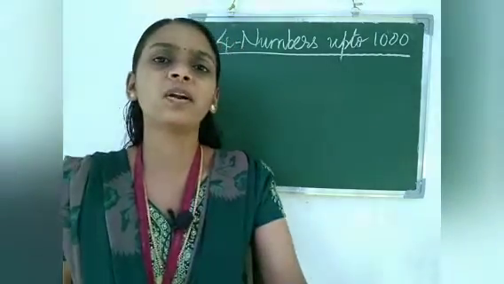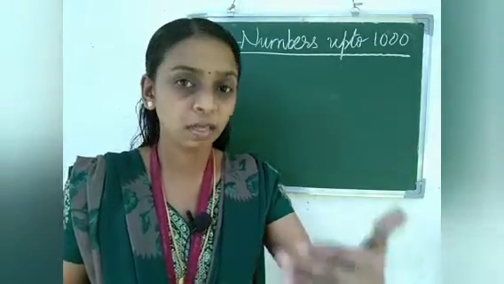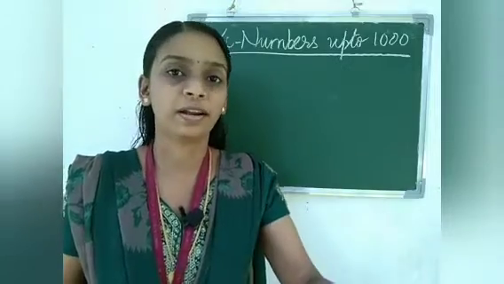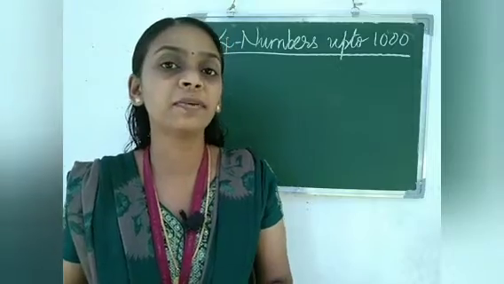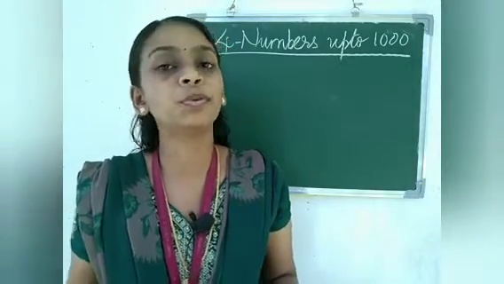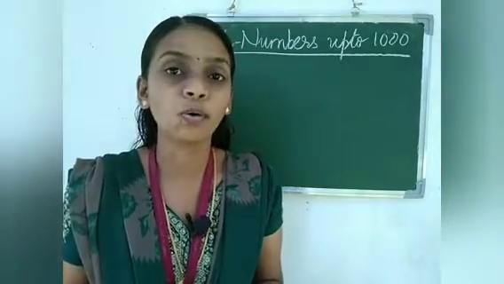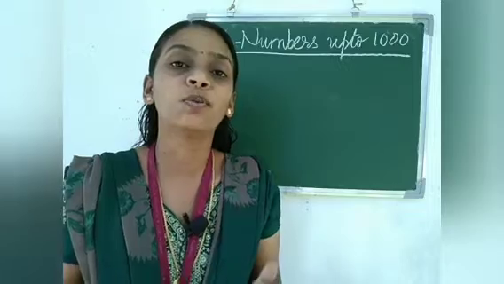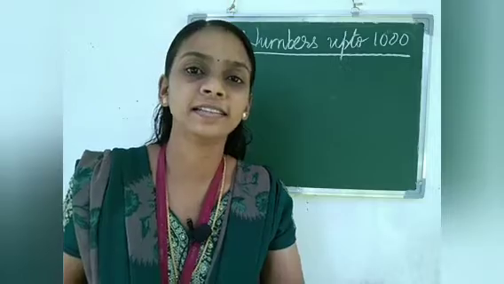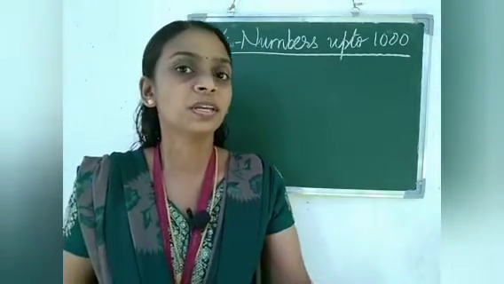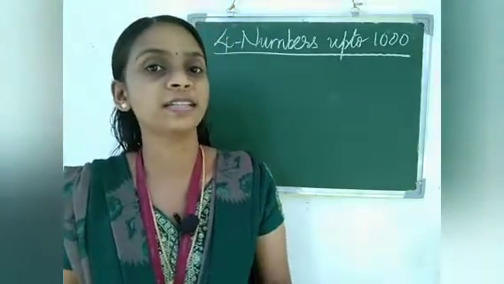So from 200 onwards, how will we start the number? 201. All of you say with me: 201, 202, 203. Like that we are counting the numbers up to 1000. 1000 is a 4-digit number. Up to 999 it is a 3-digit number. So 1000 is a 4-digit number.